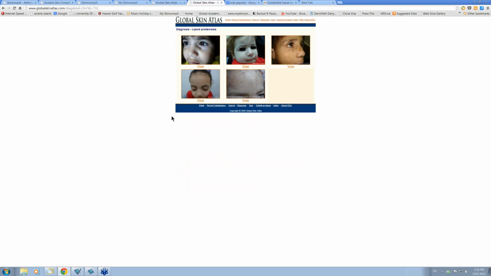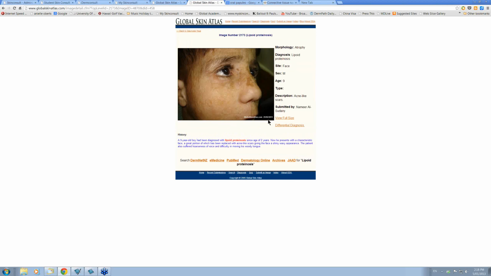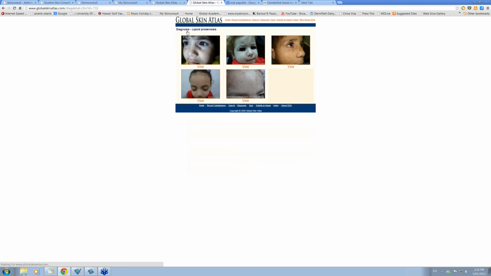Other cases that he has, let's look at this one here. Acne-like scars as well, a great portion of which have been replaced. Acne-like scars giving the face a shiny, waxy appearance. Also suffered hoarseness and difficulty in moving his woody tongue. So the thickened woody tongue, the pitted scarring, the waxy appearance to the skin in lipoid proteinosis.